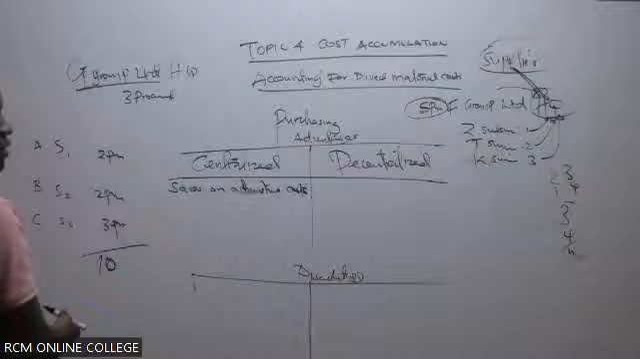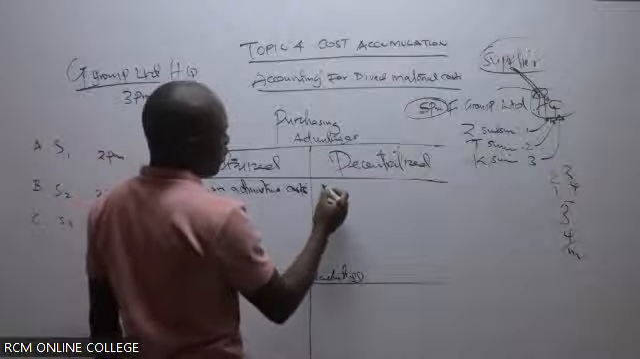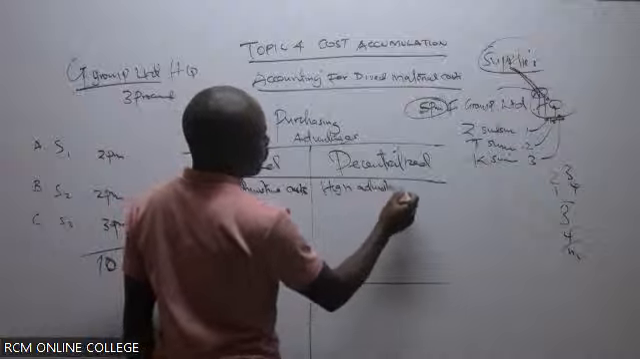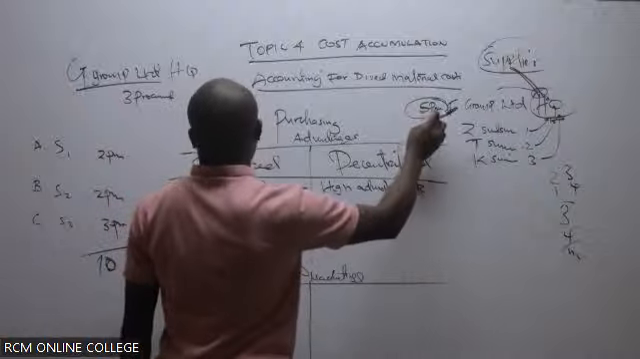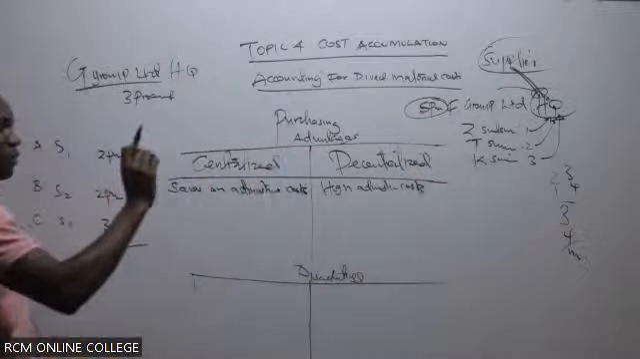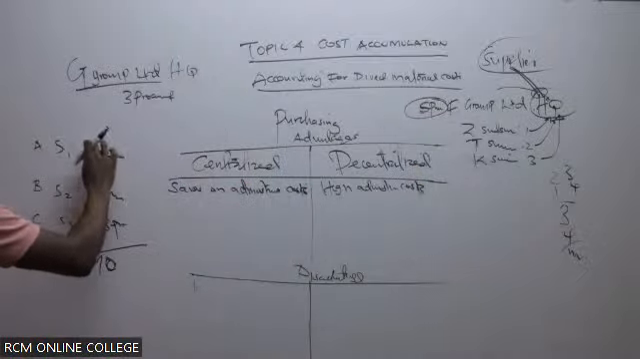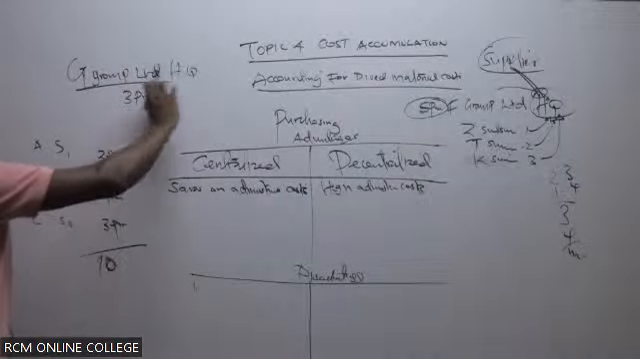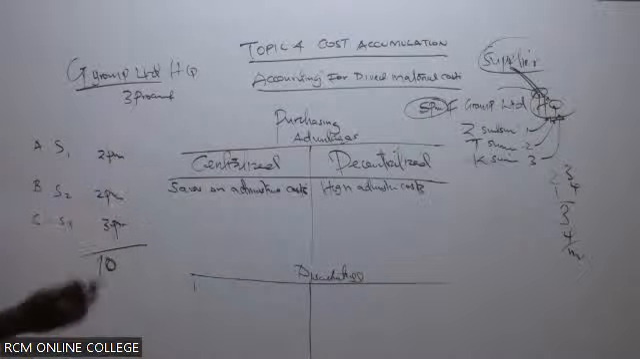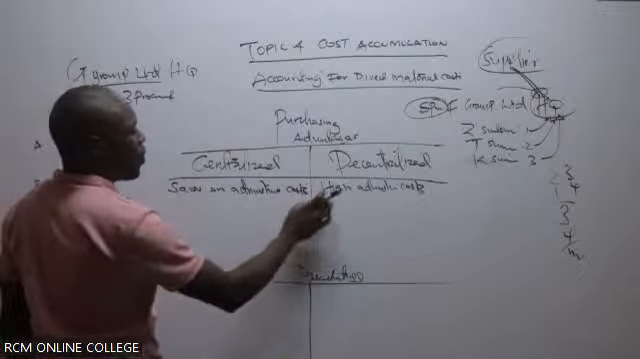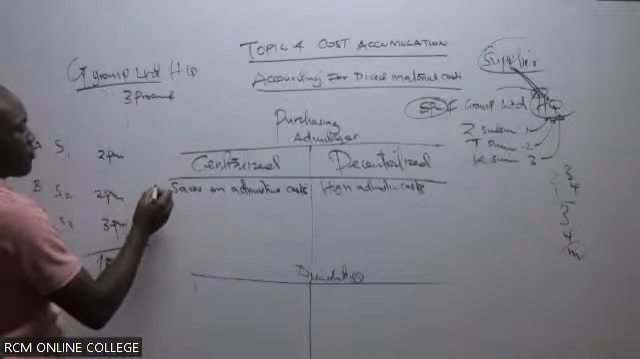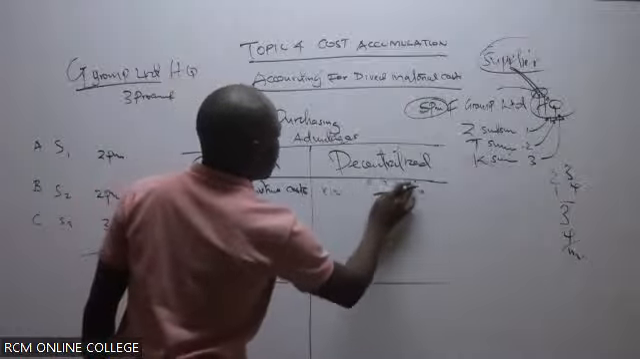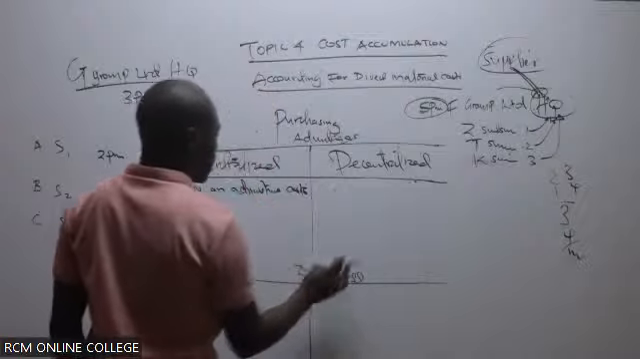How about decentralized? High administrative costs, because even apart from those people, they will have to be given an office here. They also have an office here. They have an office here. They also have an office there. So generally, administrative costs are so high in the decentralized. This one here becomes the disadvantages of decentralized here.